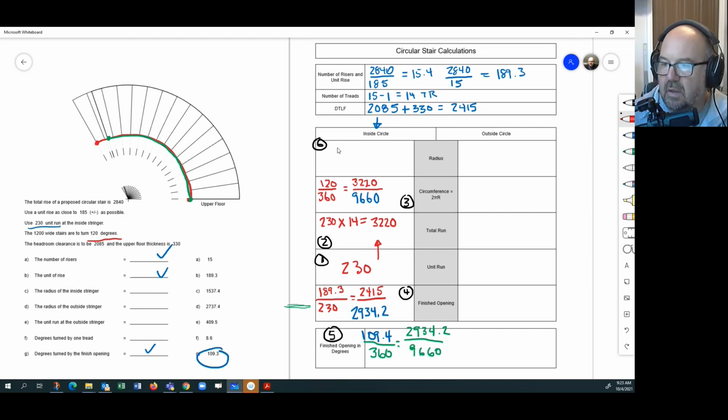We have circumference, 9660. And if we divide it by 2 pi, we should get r. Nice. 2 pi. I'm tired of writing 6.2832. So now I'm going to use pi. 9660 divided by 2 pi is 1537.4. Plus, oh, look, we got it. Nice. Plus the width of the stair, 1200.